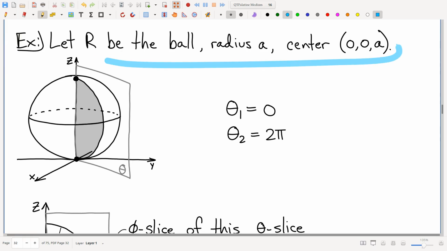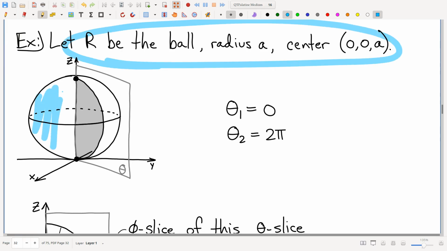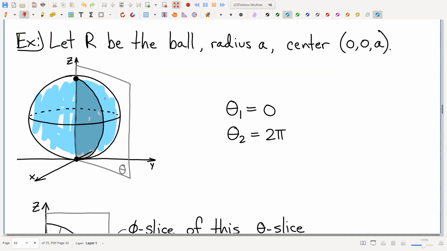Okay, so our domain here is this ball. And let's see here. Notice, by the way, the center of the ball is not the origin. The center of the ball is sitting on the z-axis. The ball is actually kind of sitting on top of the xy plane at the origin. Is that cool?